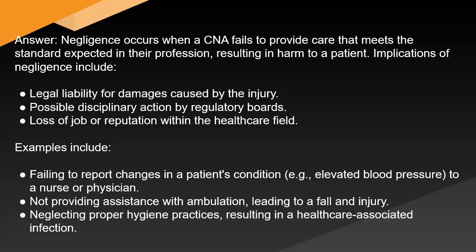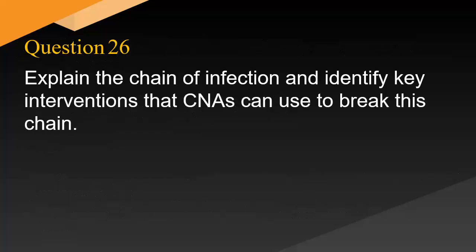Examples include failing to report changes in a patient's condition, e.g. elevated blood pressure to a nurse or physician, not providing assistance with ambulation leading to a fall and injury, neglecting proper hygiene practices resulting in a healthcare-associated infection. Explain the chain of infection and identify key interventions that CNAs can use to break this chain.